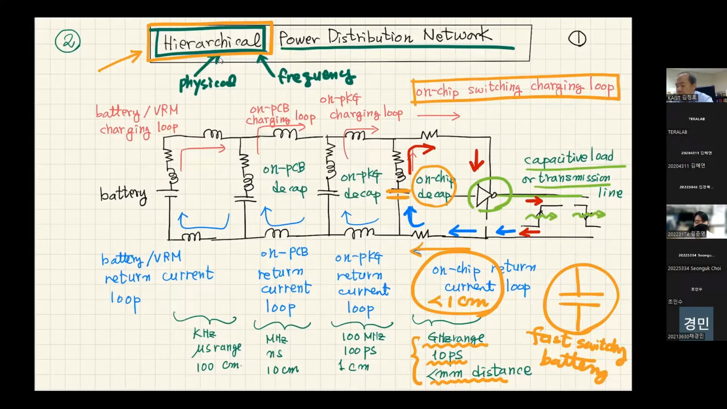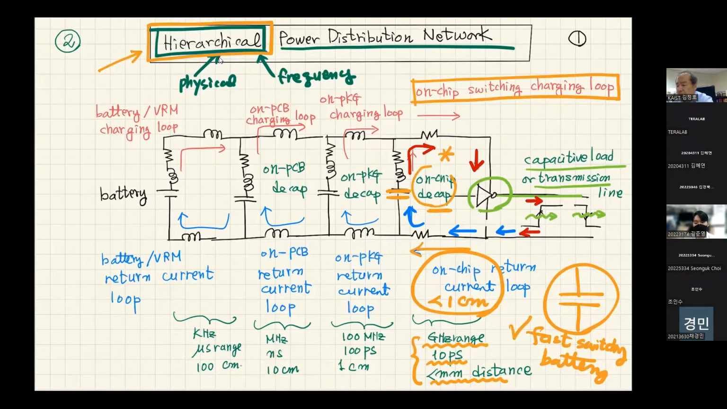Let's assume in the near future you have an I/O driver inside your chip running at over 10 gigahertz data rate and less than 10 picosecond switching time. You have to put a huge amount of on-chip decoupling capacitor, and this on-chip decoupling capacitor will work as a fast switching battery.